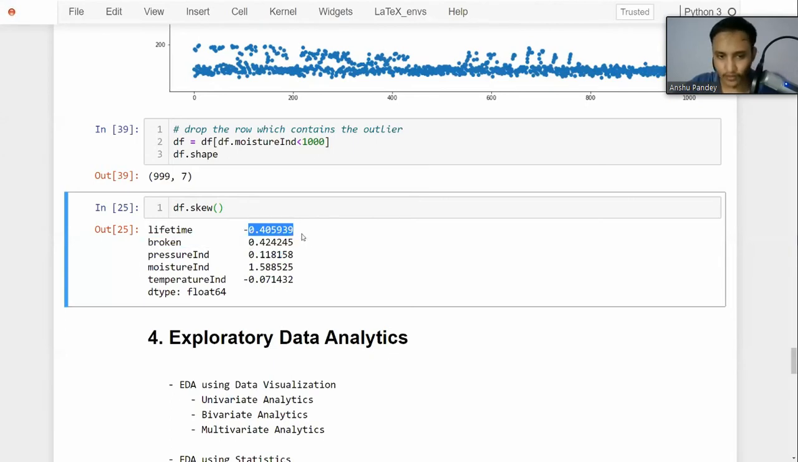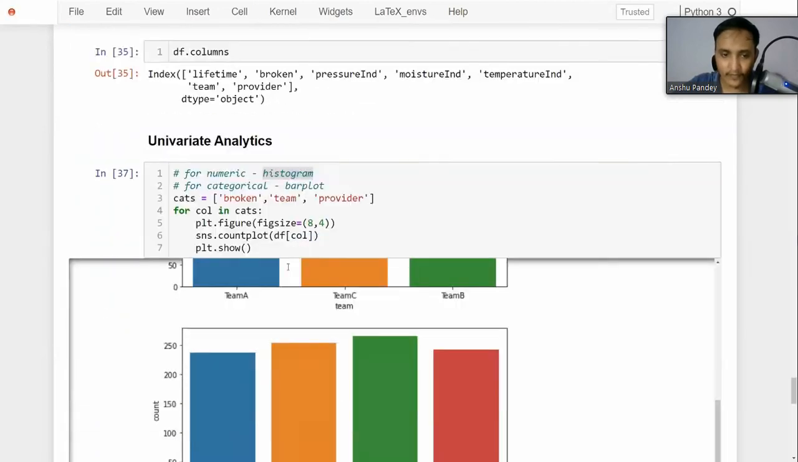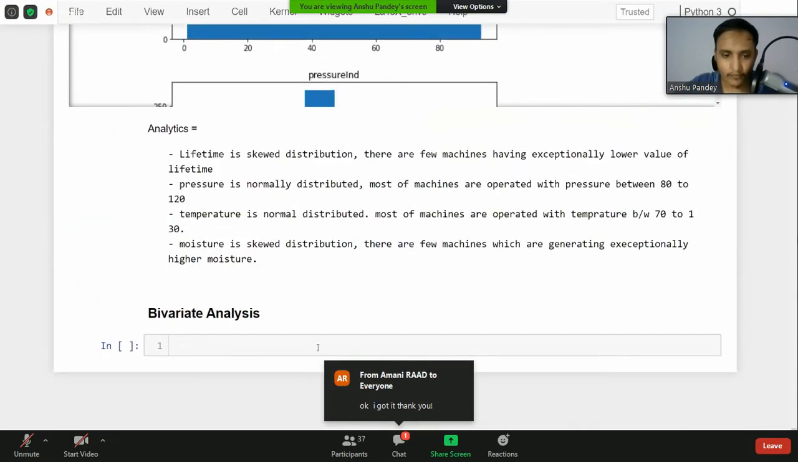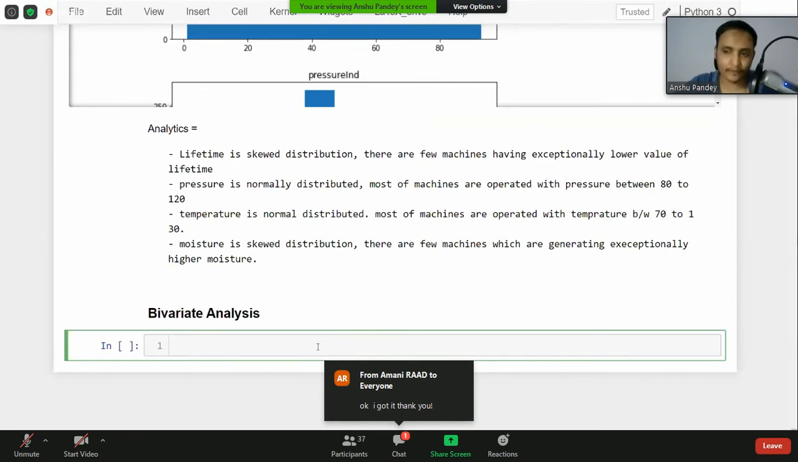Whereas this is a skewed distribution, less than minus 0.1, right? And this is also a skewed distribution, more than plus 0.1. So both are the ways: one is to look at the value of skewness, and the second is the graph that shows it.